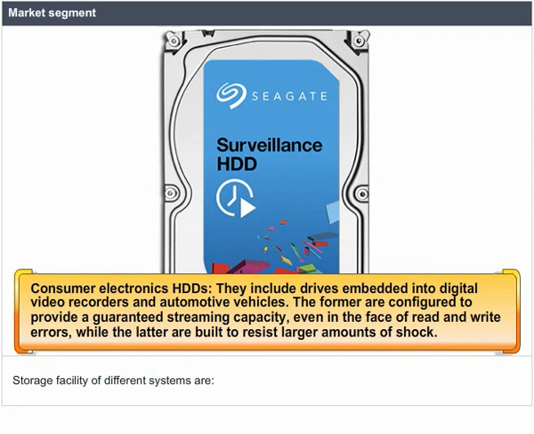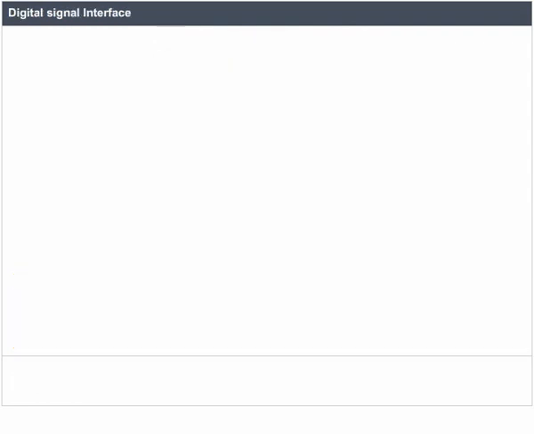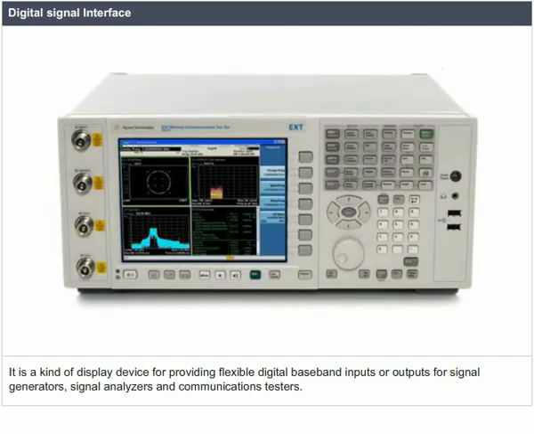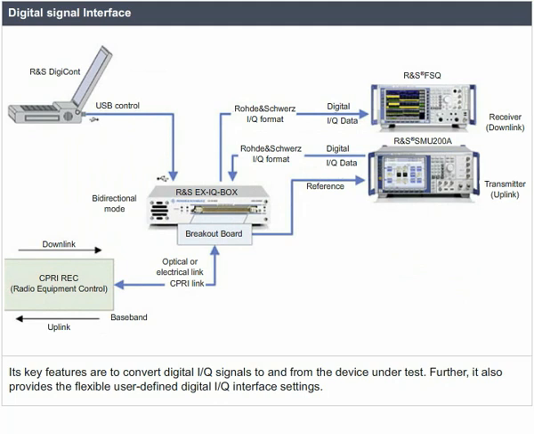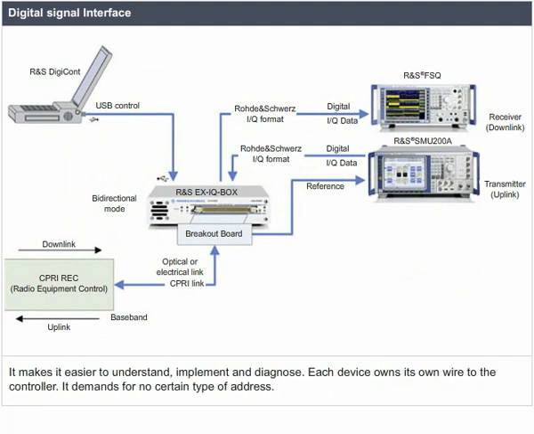Digital signal interface. It is a kind of display device for providing flexible digital baseband inputs or outputs for signal generators, signal analyzers, and communications testers. Its key features are to convert digital I/O signals to and from the device under test. Further, it also provides flexible user-defined digital I/O interface settings. It makes it easier to understand, implement, and diagnose.